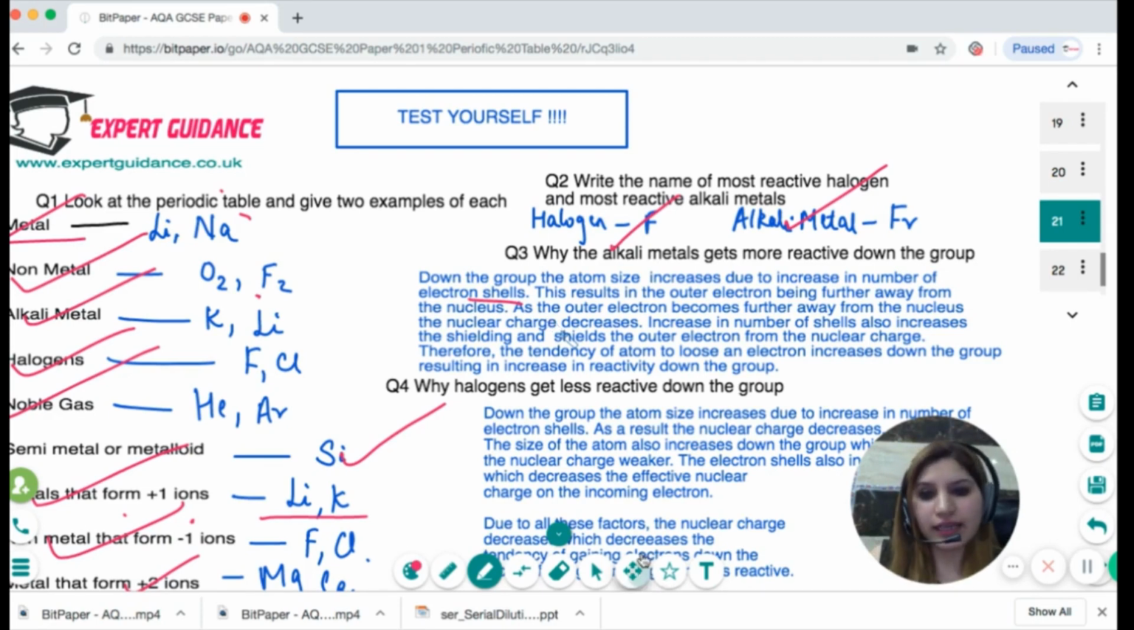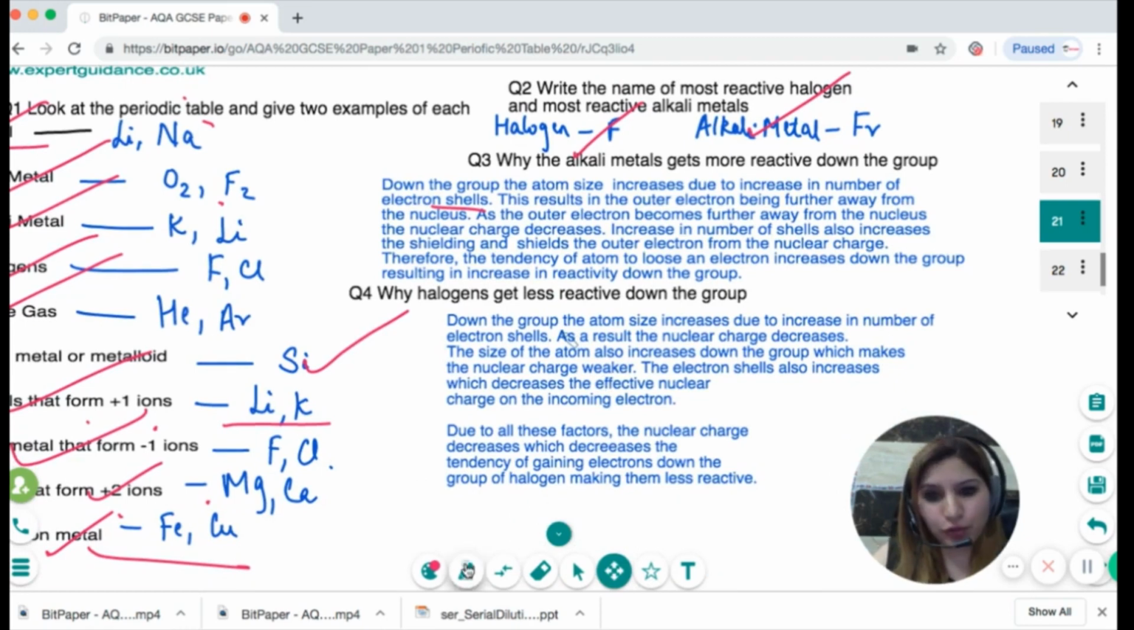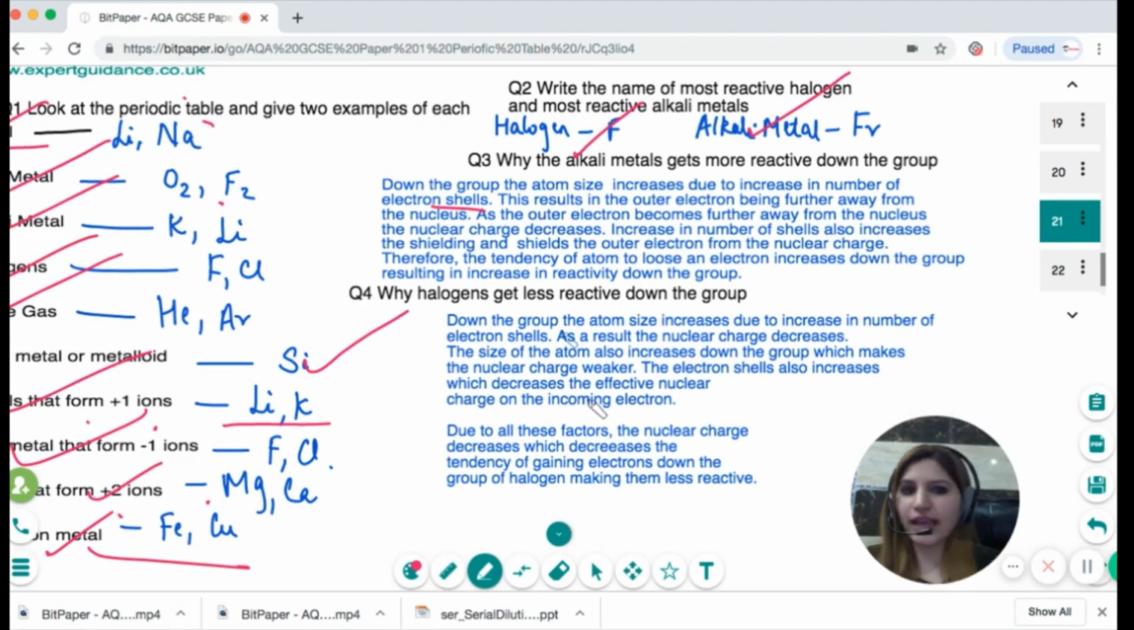On the other hand, for halogens down the group, the atomic size increases, again due to the increase in number of shells. The size of the atom increases, decreasing the nuclear attraction, and the shells also shield the outer electron from the nuclear charge. Therefore, the incoming electron cannot be held with a stronger nuclear force. Due to all these factors, the tendency to gain an electron, or electron affinity, decreases down the group. Therefore, the halogens become less reactive down the group.